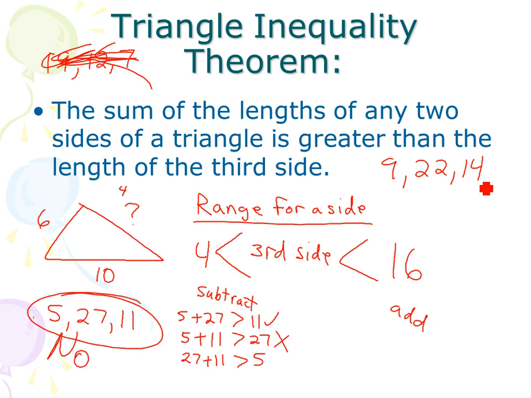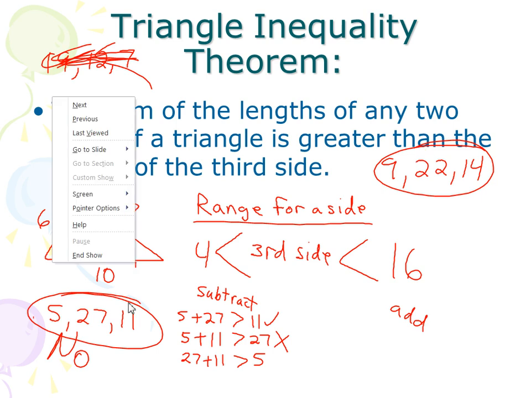What's 9 plus 14? 23. Is that greater than 22? Yeah. What's the last one I got to check? 22 plus 14, is that greater than 9? So is there some triangle that can have sides that length? Yeah. And that's all you're doing is checking to see if that works, either finding the range for that third side or checking to see if it's possible for 3 numbers to be the sides of a triangle.